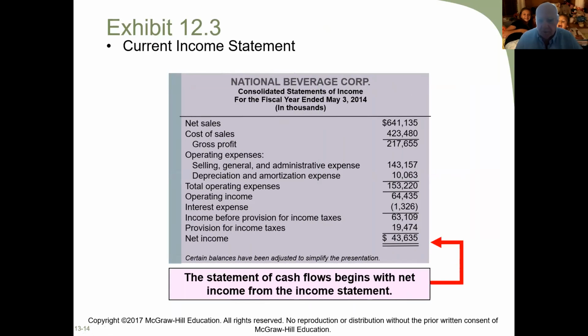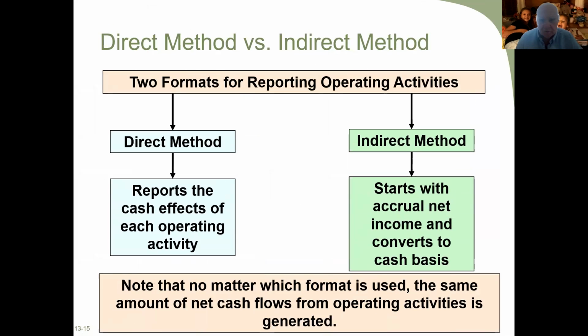And there's their income statement. They're saying they had income of 43,635. You remember that number? We had that on our cash flow statement. And let's go looking for any depreciation. And here it is, 10,063. So by adding the 10,063 to the net income, we're going to come up with what we're going to call the cash net income.